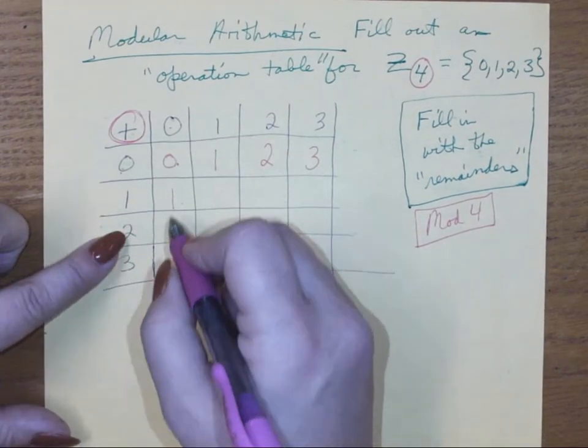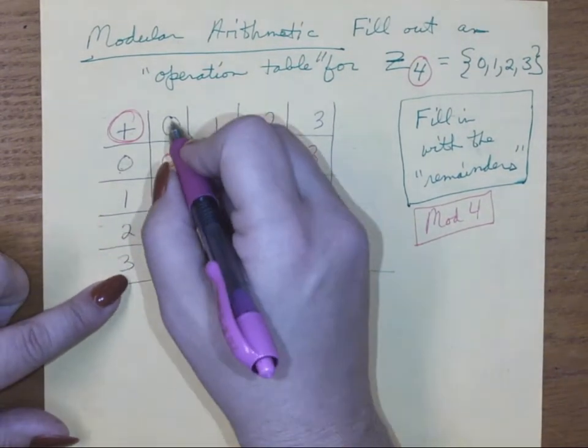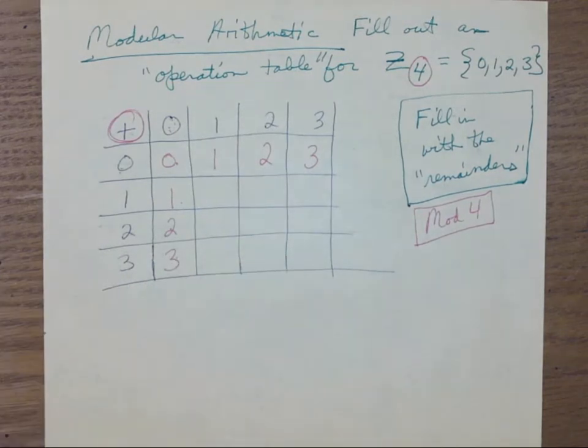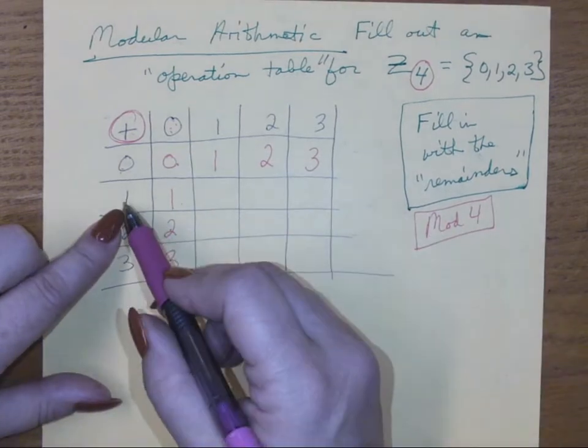0 plus this 1 is 1. 0 plus this 2 is 2. 0 plus this 3 is 3. So the 0 guy is pretty nice and easy to fill in. That's not such a big deal. But here I'm going to run into some issues.